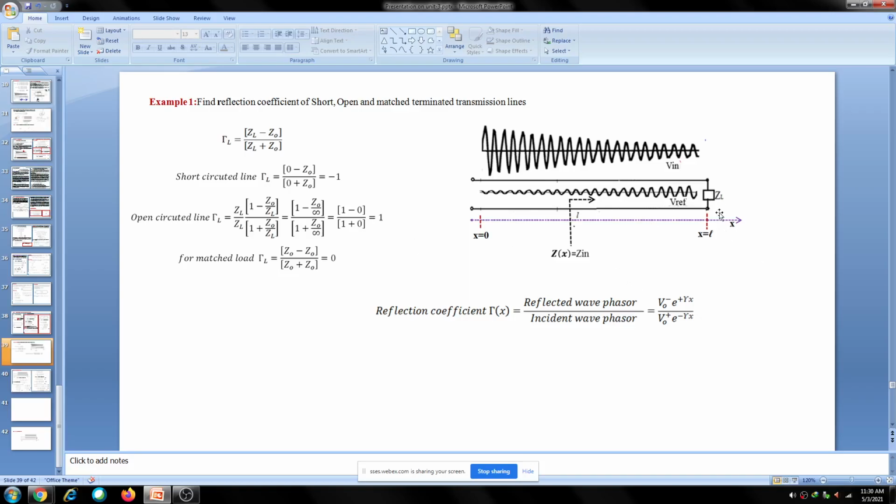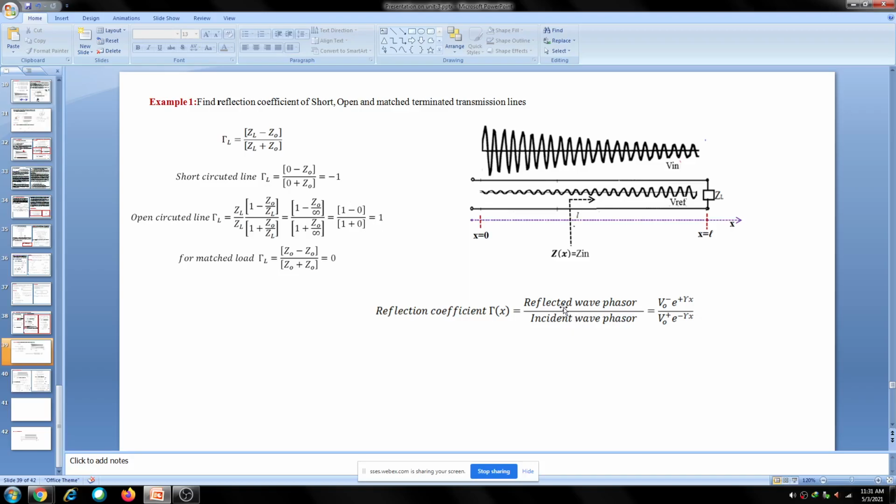Similarly, if you put an open circuit here, an open circuited line, that means ZL equals infinity. You cannot substitute ZL equal to infinity directly in this equation. What you should do is take ZL outside in the numerator and denominator. These two will cancel, leaving Z0 divided by infinity, which is zero, so we will get plus 1 here. Plus 1 means again the entire wave will reflect back with the same magnitude as the incident wave, but here the phase is in phase.